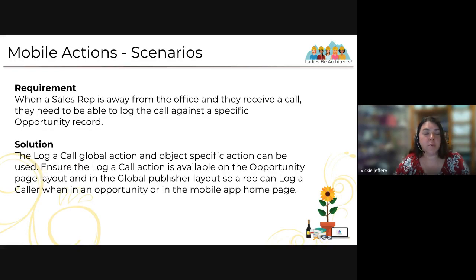So when a sales rep is away from their office and they receive a call, they need to be able to log the call against a specific opportunity record. This one we can use the standard log a call global action and object-specific action. So it's going to depend on where the rep is as to which one they use. If they're on the home page and they really can't be bothered going and finding that client, they can still access that log a call action and associate it with the account.